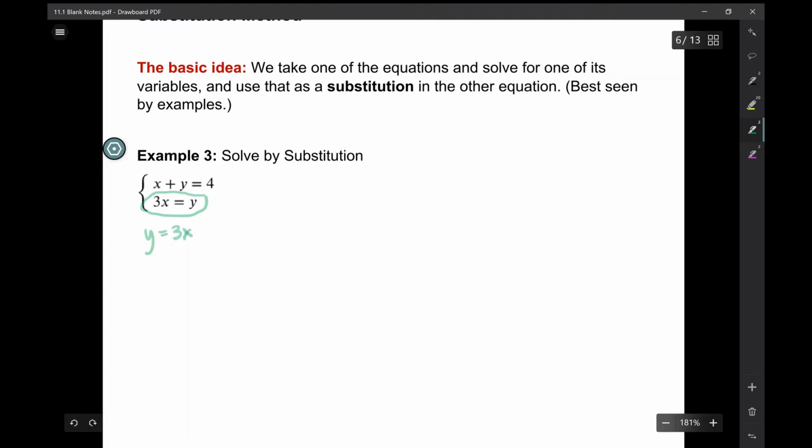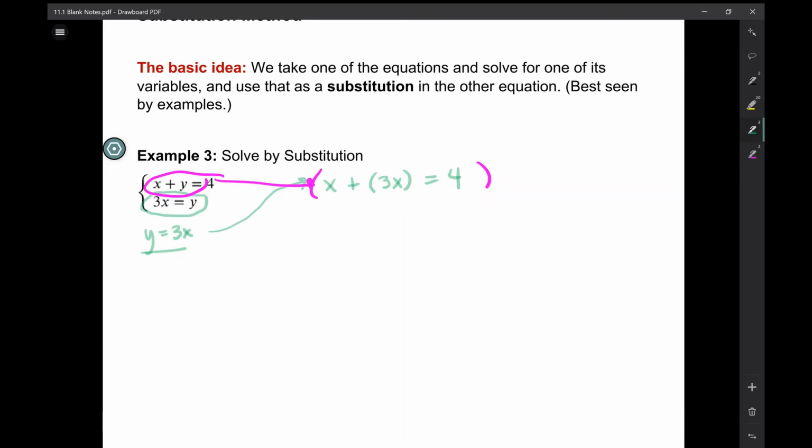So that one's already kind of set up for me, so I'm going to go ahead and use that. Now I'm going to take that y equals 3x and substitute it into equation number 1. So I write x plus, now instead of writing y, I write 3x, because y is 3x, equals 4. So I used this equation here, but instead of writing y, I wrote 3x. And now I just need to solve this equation for x.